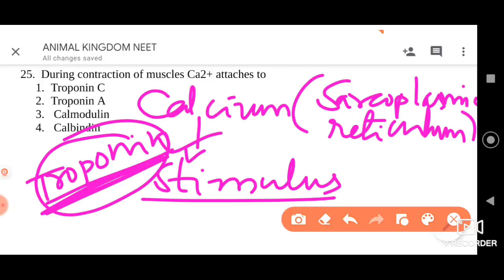Remember that this happens during muscular contraction, my dear friends. The cross bridge will continue to cling until the calcium ions and ATP are no longer available. So during contraction of muscles, calcium attaches to troponin C. So go for option 1.